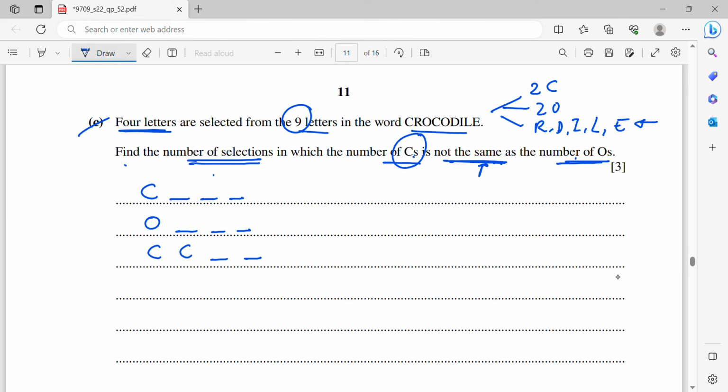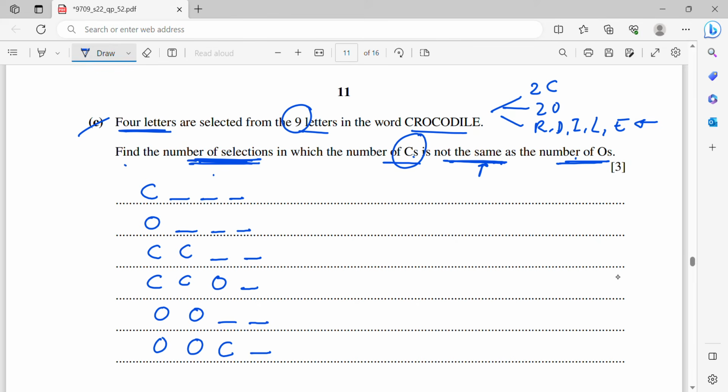Alright, then I can say that I will have 2 C and 1 O. Then another one is not O. Probably I have 2 O and 2 non-C. Then 2 O followed by C and the next one. So now the number of selections means that the arrangement is not important, right? I just need to concern about the letters that I have selected.